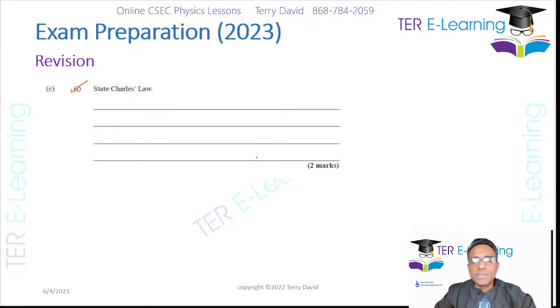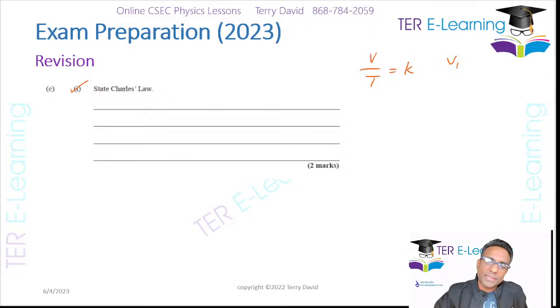See part 1, State Charles' Law. So you all need to know all your gas laws for the exam. The first one, Charles' law, is basically this: V over T is equal to a constant. Or it could be written as V1 over T1 is equal to V2 over T2. That is Charles' law.